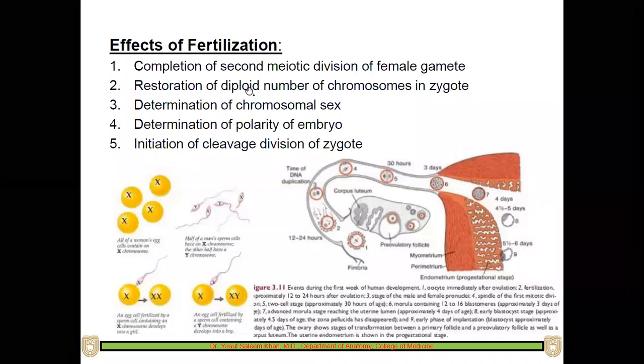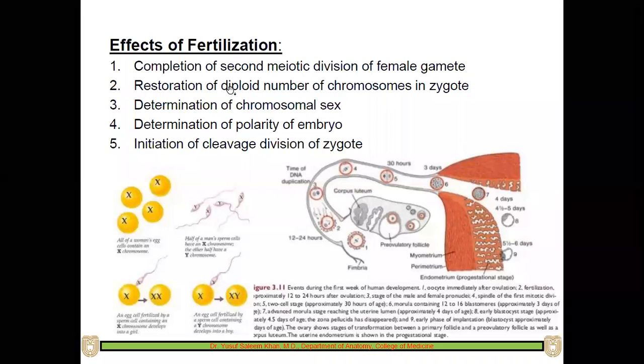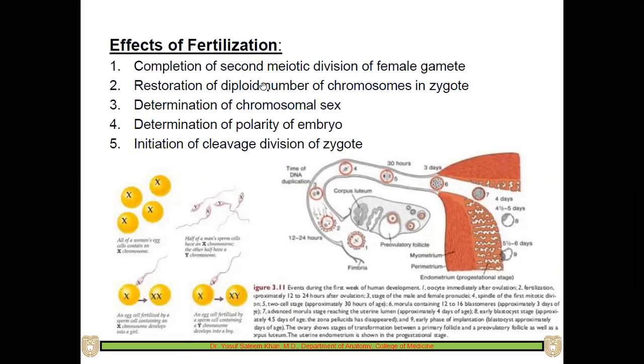Then there is restoration of the diploid number with the entry of the sperm head and the female nucleus. As I said, the sperm has half of the chromosomes and the ovum has half of the chromosomes. With the combination of the two, the diploid number is restored. Restoration means bringing back to normal. So it restores the diploid number, which is the normal number of chromosomes, in the zygote. The fertilized egg is not called an ovum now. Now it is called a zygote.